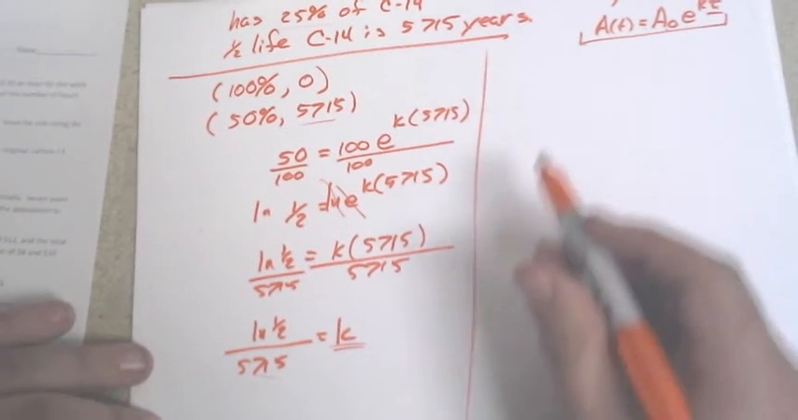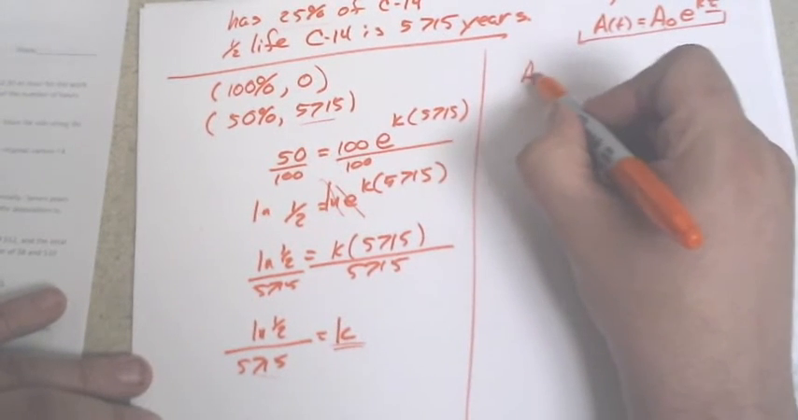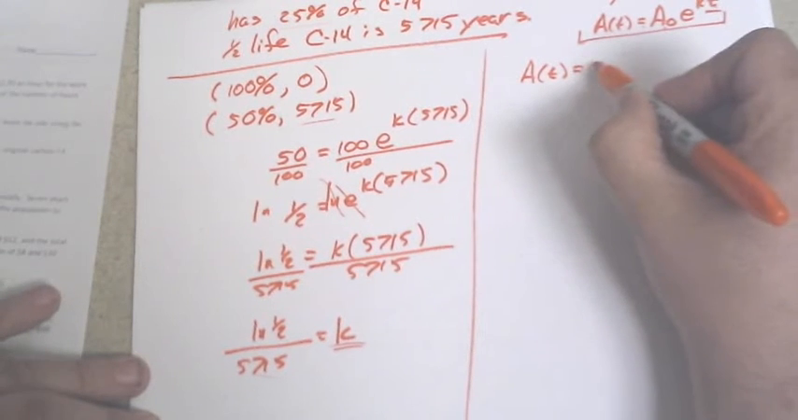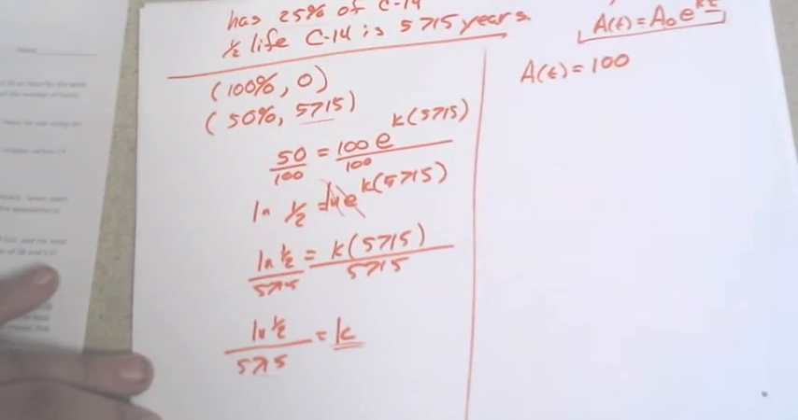So this tells us that the model that we now have, our amount at time t, will be equal to our starting amount. It starts with 100% of its carbon.